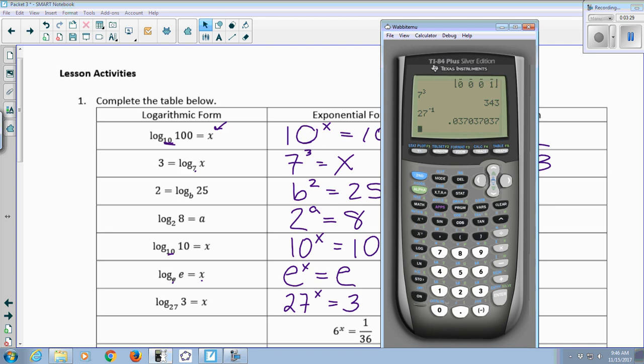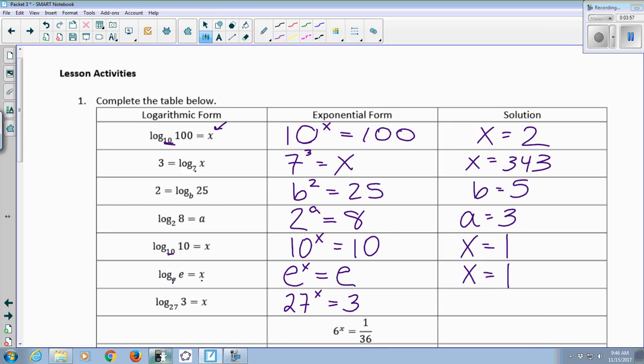What if I do 27 to the 1/2? Oh, that's closer. So 3 times 3 times 3 is 27. So maybe it's the cube root of 27. So that would be the 1/3. 27 raised to the 1/3 gives me 3. So x is the 1/3 power. So there's a little trial and error there to figure out that the exponent that you raise 27 to make 3 is 1/3.